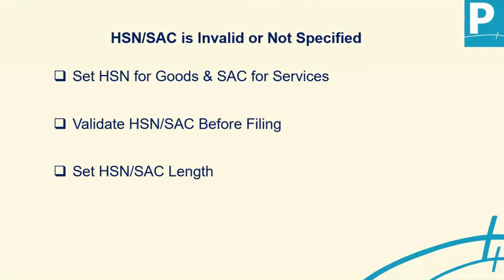Anyway, these are all the resolution aspects I am putting. Set the HS and SAC on the particular product or the ledger, validate that HSN before filing and set the HS and SAC length. Again, this HS and SAC validation takes care of this validation also.